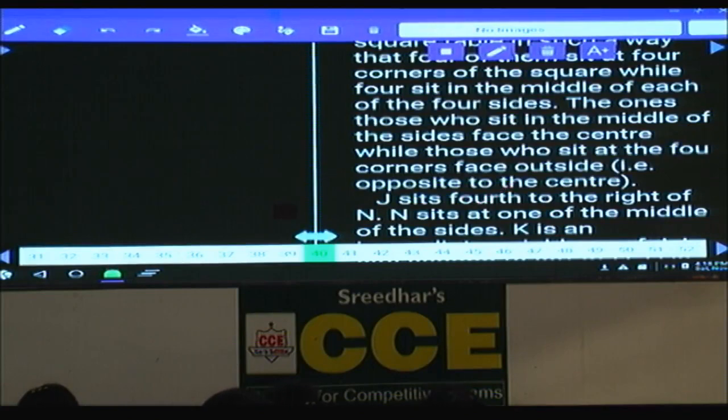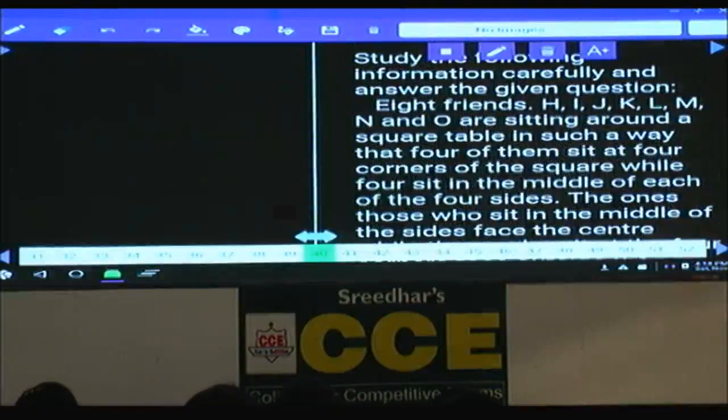Whenever a square table is given, whether some are inward and some outward is given, then also you should opt for this one as the first priority.